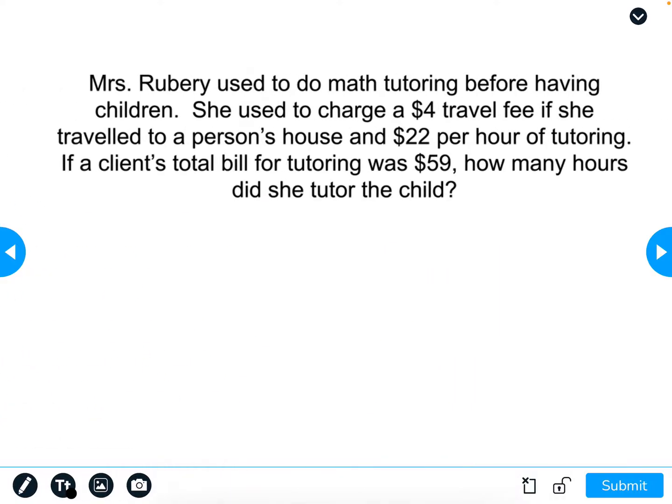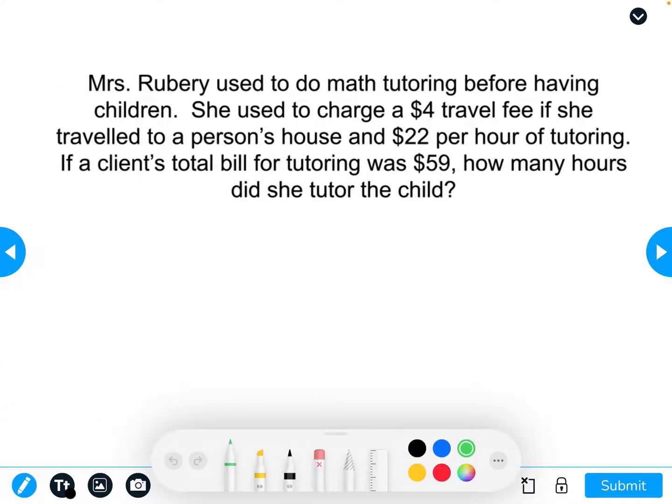Let's look at one more. Mrs. Rubery used to do math tutoring before having children. She used to charge a $4 travel fee if she traveled to a person's house and $22 per hour of tutoring. If a client's total bill for tutoring was $59, how many hours did she tutor the child? So we're trying to figure out hours. So I'm going to put H equals hours.